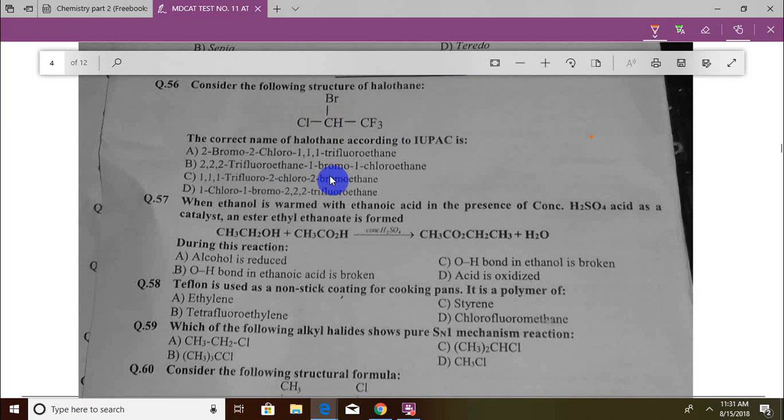So let's see. They've given an example: 1 chloro, 1 bromo. Not true, not alphabetical. Fluoro, then chloro, again wrong. But this is all right: 2 bromo, 2 chloro, 1 1 1 trifluoroethane. This is it, because this is the only one in which it's written in alphabetical order: B followed by C, C followed by F. Otherwise, chloro, bromo and fluoro attachment groups have the same priority when it comes to naming.